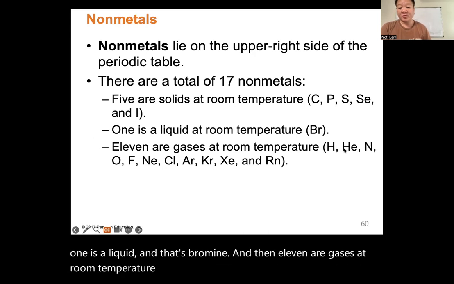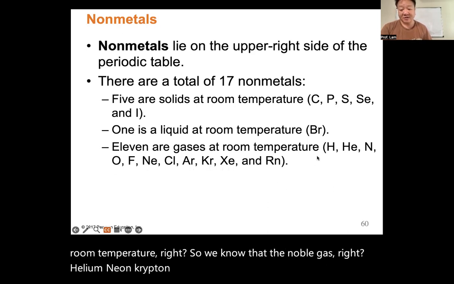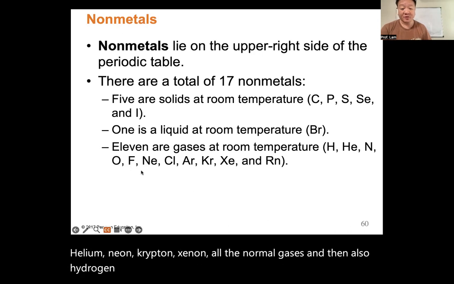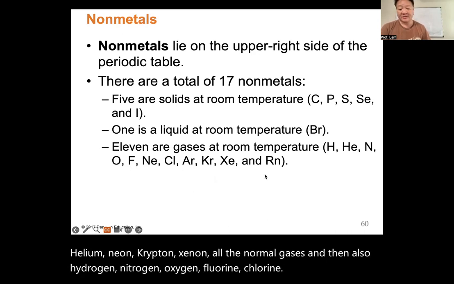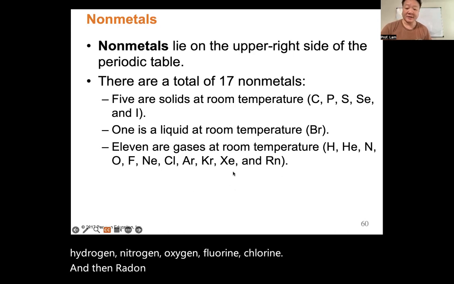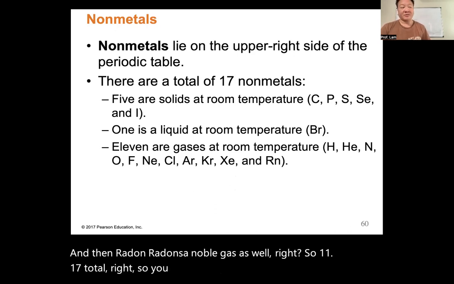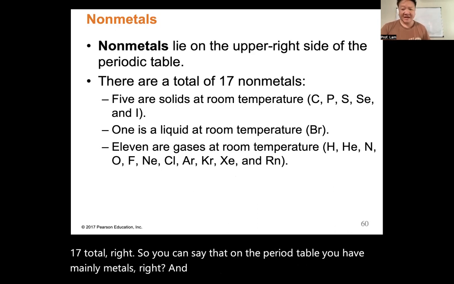So we know that the noble gases, right? Helium, neon, krypton, xenon, all the noble gases, and then also hydrogen, nitrogen, oxygen, fluorine, chlorine, and then radon. Radon's a noble gas as well, right? So 11, 17 total, right? So you can say that on the periodic table, you have mainly metals, right? And also state of matter wise, mainly solids, right? At room temperature.